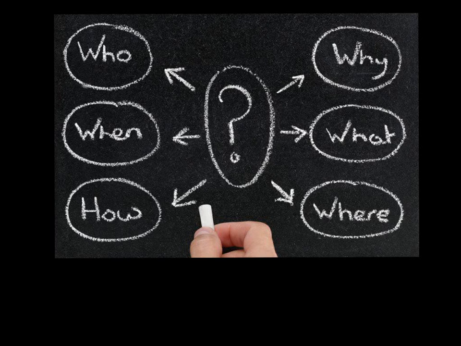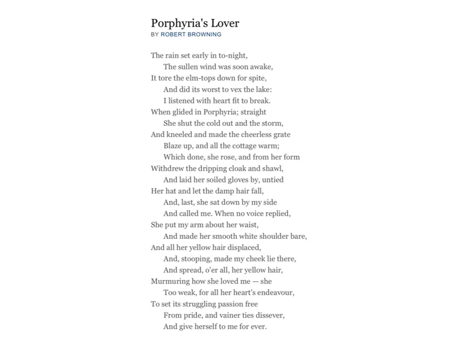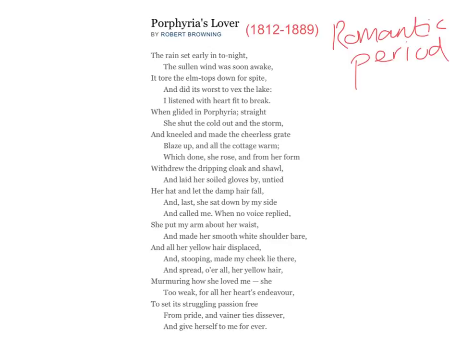Now, let's look at the poem in a bit more detail. Before reading the poem, notice the date, 1812 to 1889, that Robert Browning lived. So we're still in the Romantic period of poetry, so all of your contextual knowledge will still be applicable to this poem. As you read through the poem, highlight any words that link to your previous list. My example was the word trapped. The words straight, shut, withdrew, and untied all link to the word trapped.